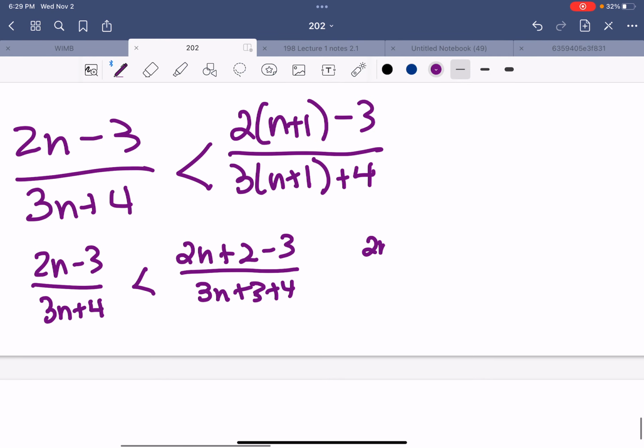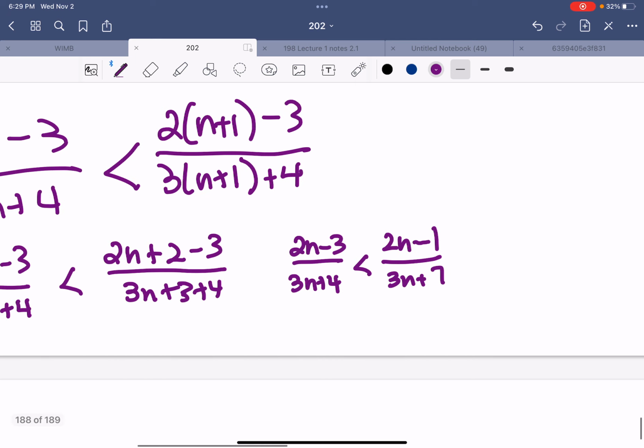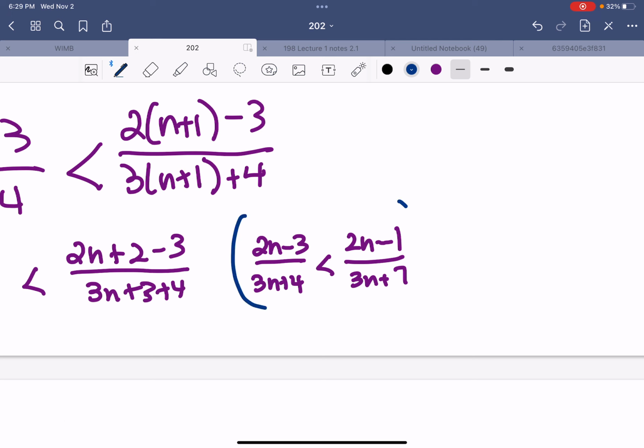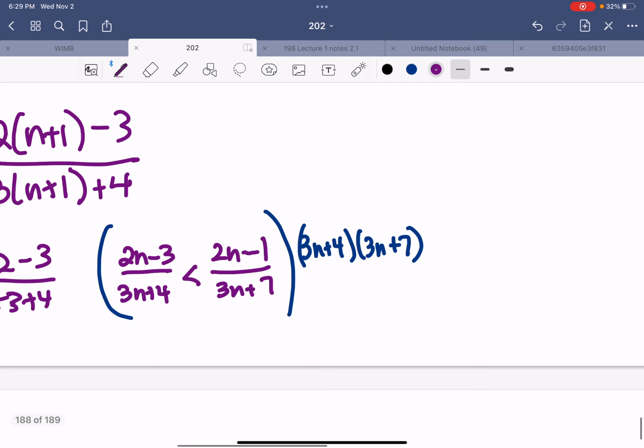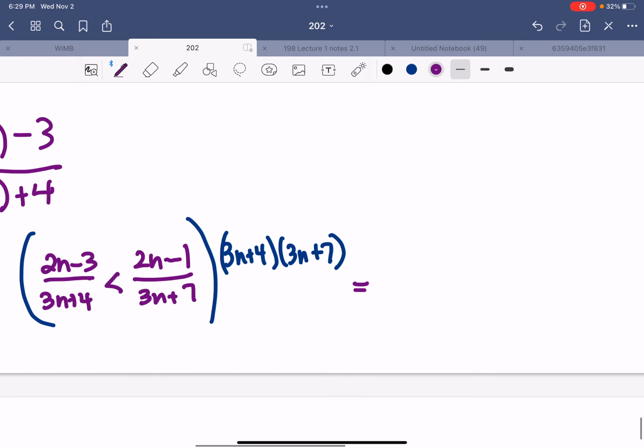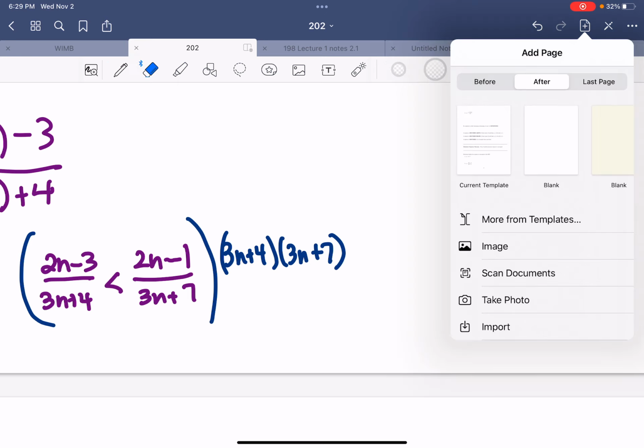So this becomes 2n minus 3 over 3n plus 4. We're saying that's less than 2n minus 1 over 3n plus 7. So if we multiply to clear our denominators, so this is 3n plus 4 times 3n plus 7, and we're looking to see which is larger. So that's going to give us, sorry, I definitely did not give you guys enough room on these, and I apologize for that. Maybe what I'll do is add an extra page in here so I don't crowd myself too much.